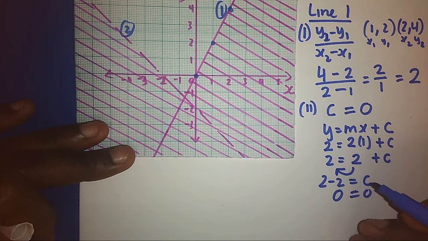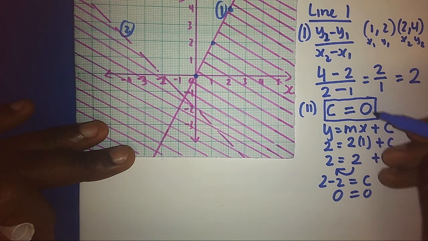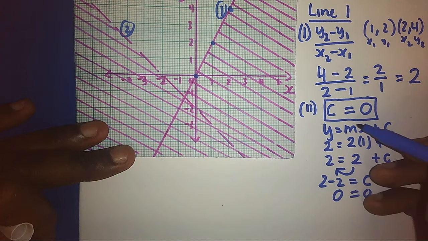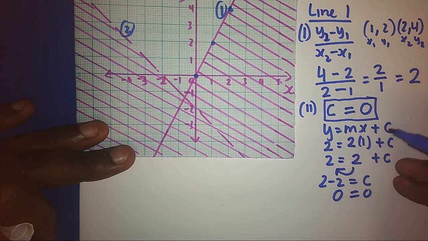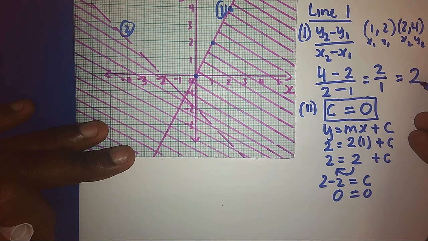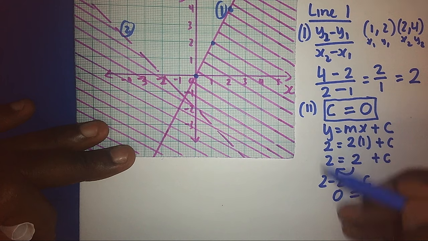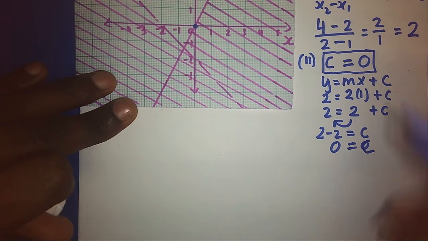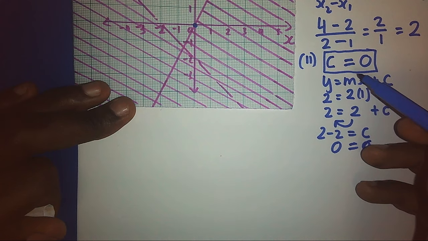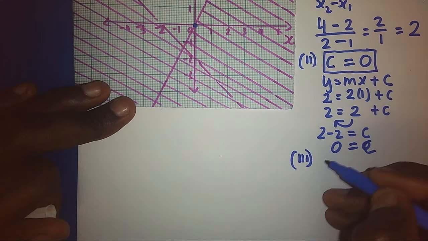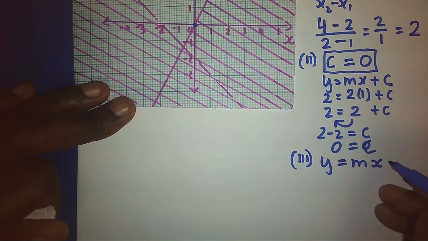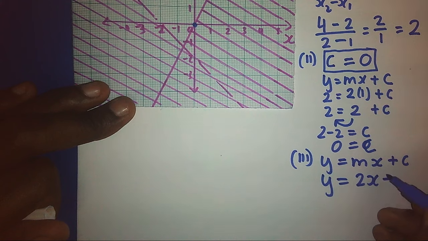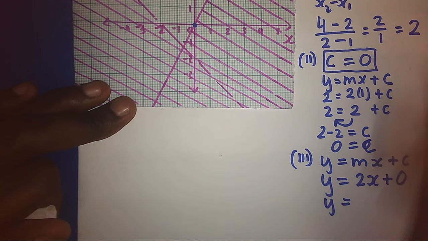So this means we can get our y-intercept directly by just looking at where the line is crossing the y-axis, or we can use the format of the equation of a line with the gradient and 1 point, and we can work out and get c as 0. Now, after getting step 1, the gradient, and step 2, the y-intercept, then step 3, we can write our equation. And we know our equation will be y is equal to 2x plus 0. Finally, y is equal to 2x.